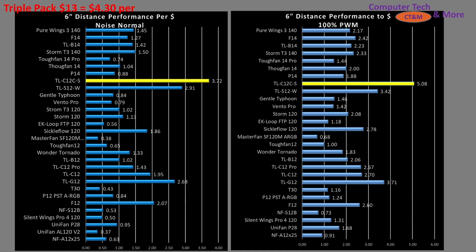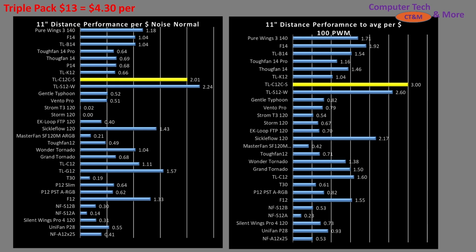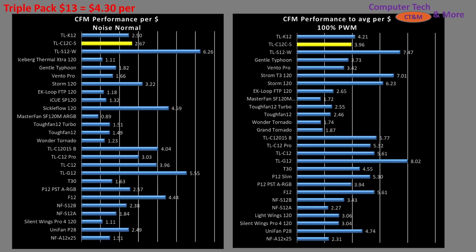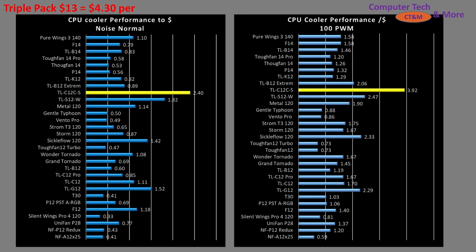At 100%, same sort of thing. How about at the 11-inch mark? Well, it's not the best at noise normalized testing, but at 100% it is. At noise normalized, it's slightly beat out by the TL-S12, but it's an excellent value, despite not being that good at performance, so take that for what you will. Again, this reiterates my point to just be careful what you're buying, so value doesn't mean it's going to be the best option. CFM testing, let's just move on. It doesn't do too well here. And the cooler, it's the best. So take that for what you will. Again, it's not the best at raw performance. It is just the best value.